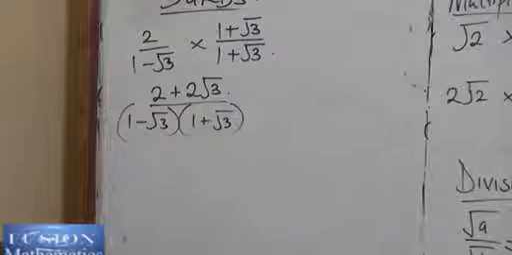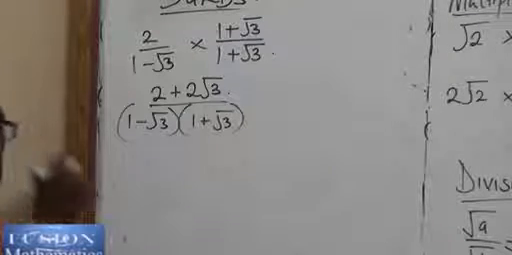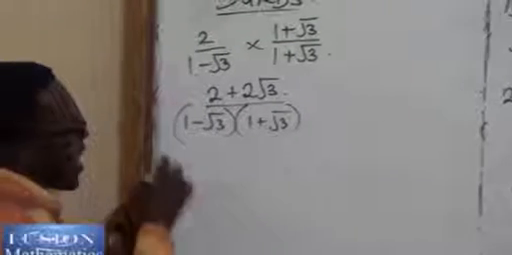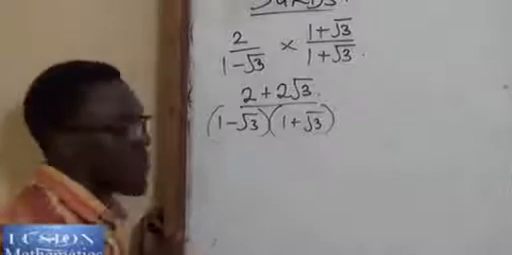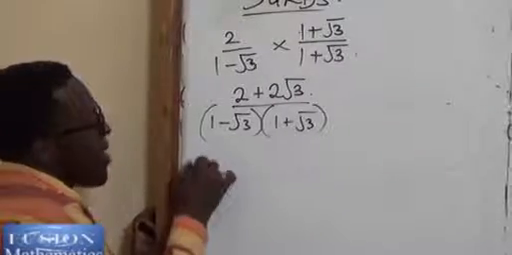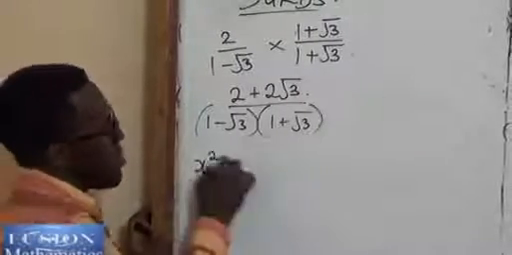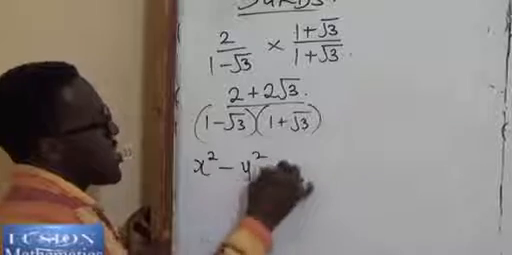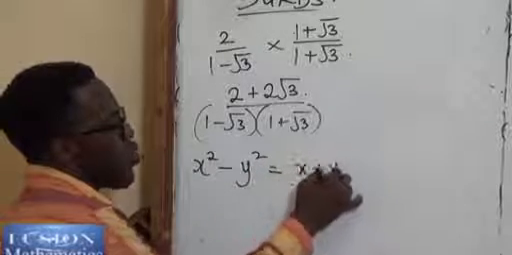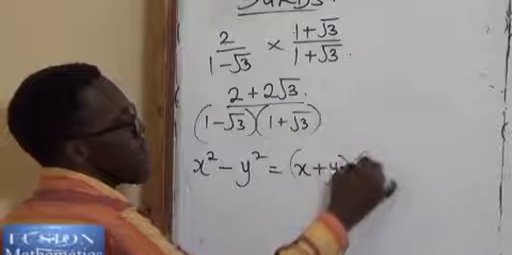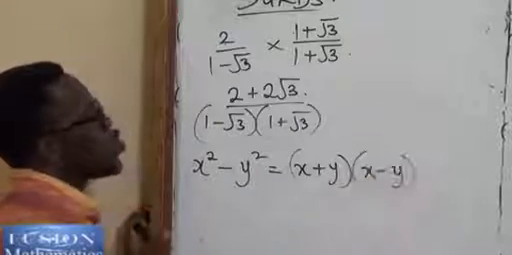It is important to remember that in algebra we have what we call the difference of two squares. That is, when we have x raised to power 2 minus y raised to power 2, it is the same thing as (x plus y)(x minus y). So the same thing goes here.